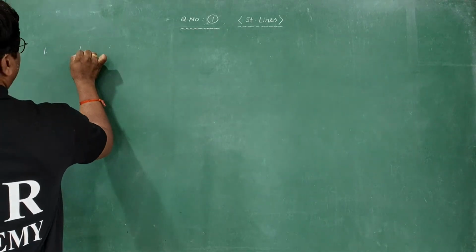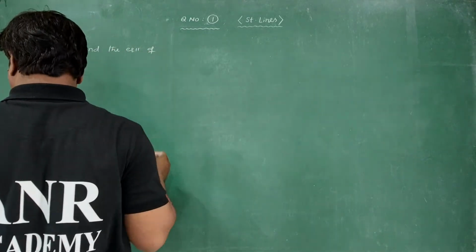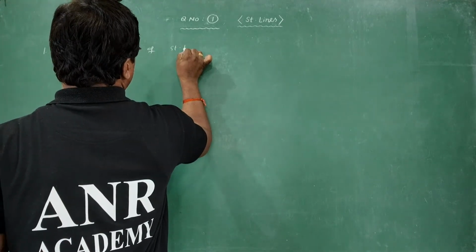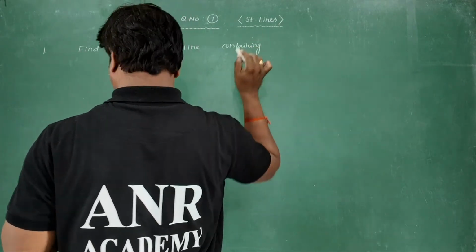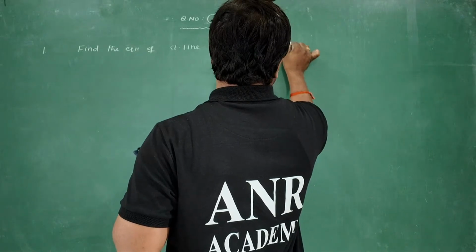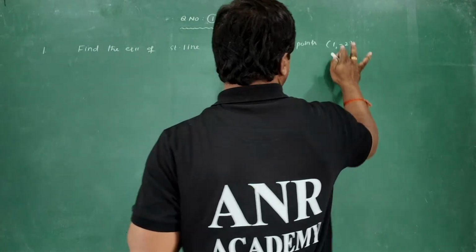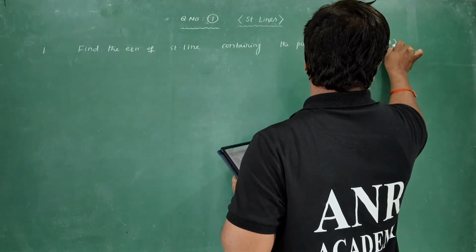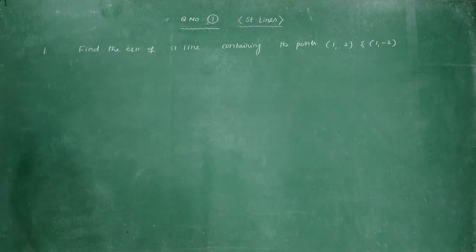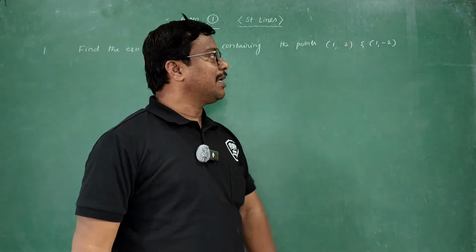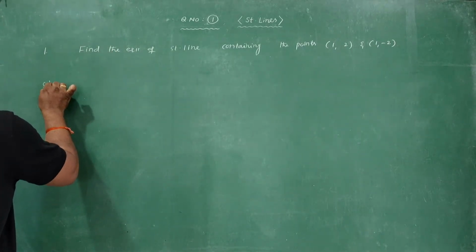The question is, find the equation of the straight line containing the points (1, 2) and (1, -2). This is the question. Find the equation of the straight line containing the points (1, 2), (1, -2). See the solution.